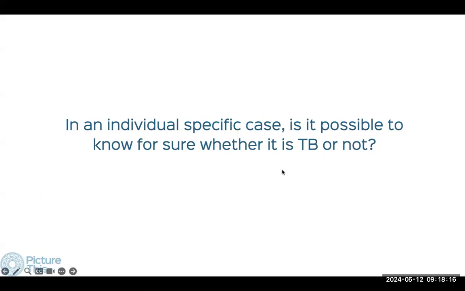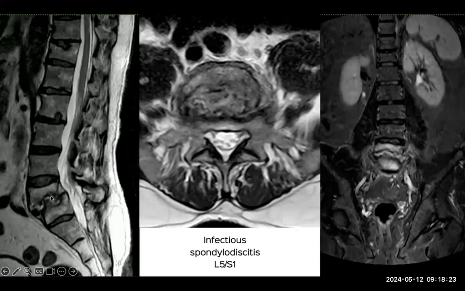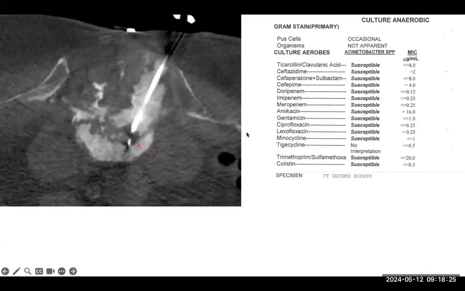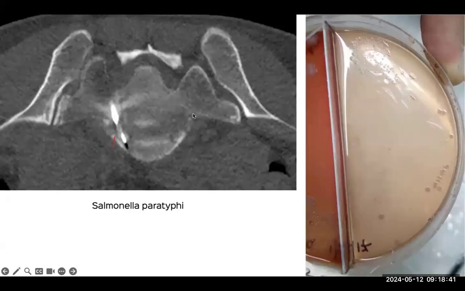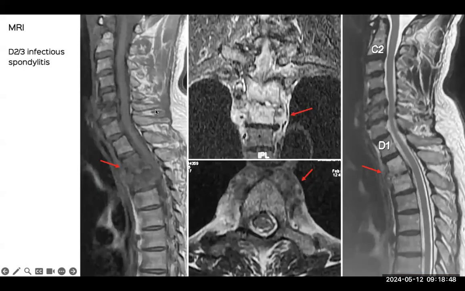So the first question is, in an individual specific case, is it possible to know for sure whether it is TB or not? And here's an infectious spondylodiscitis at L5S1. And this turned out to be Acinetobacter. I used a pedicular approach here. Here's another L5S1 spondylodiscitis, classic appearance here: marrow edema, disc signal, soft tissue, etc. And here I used a transalar approach, and this was Salmonella paratyphi.